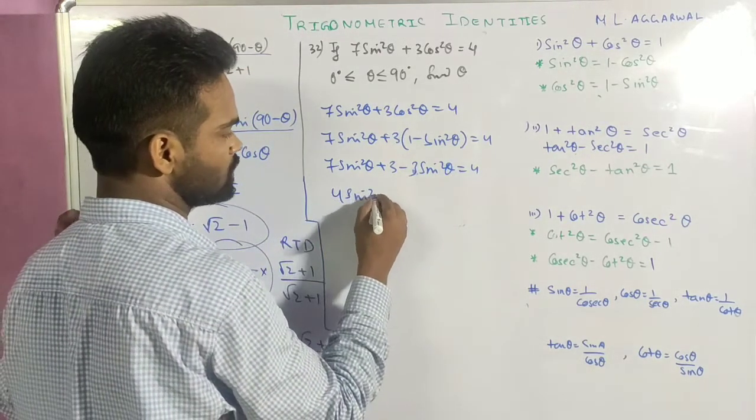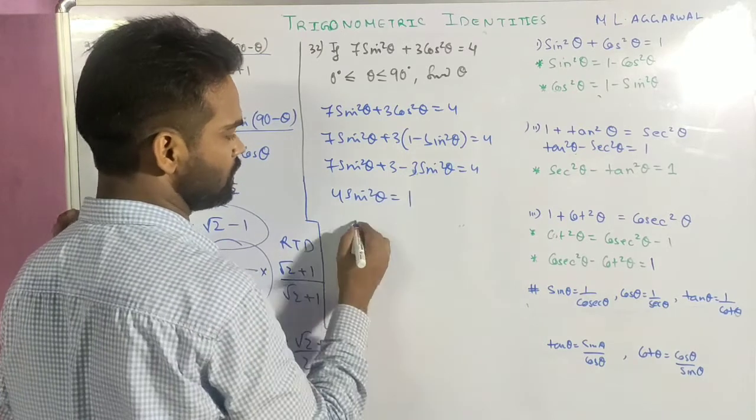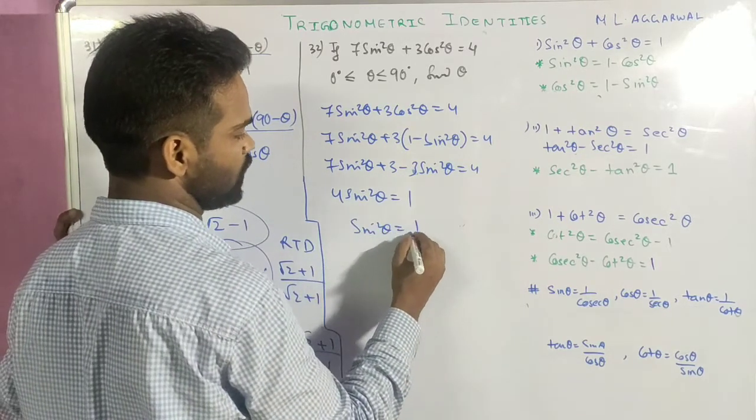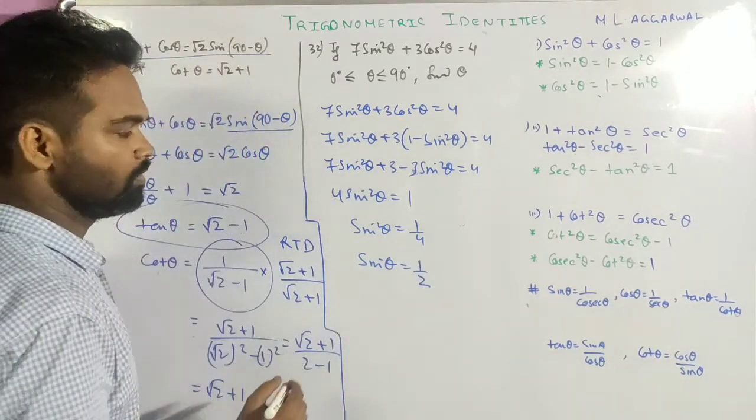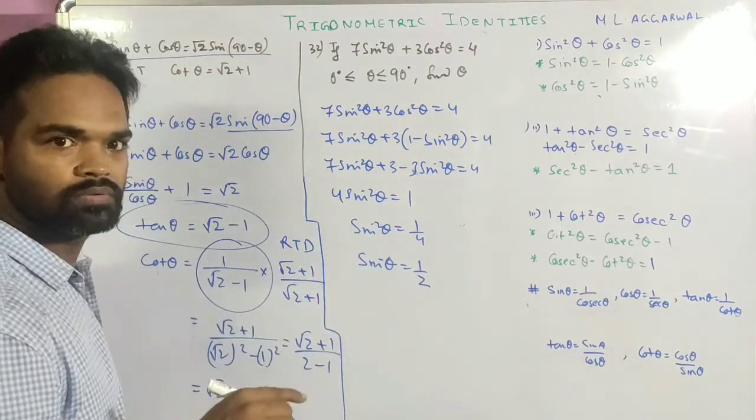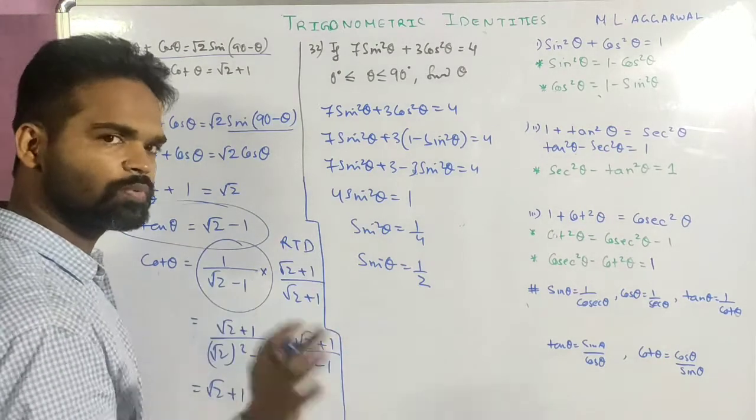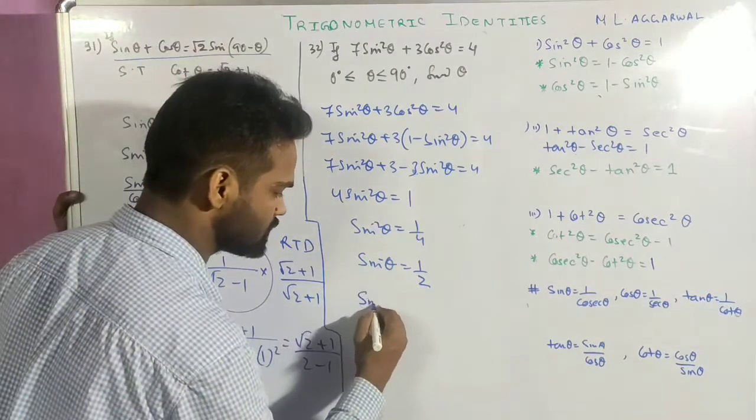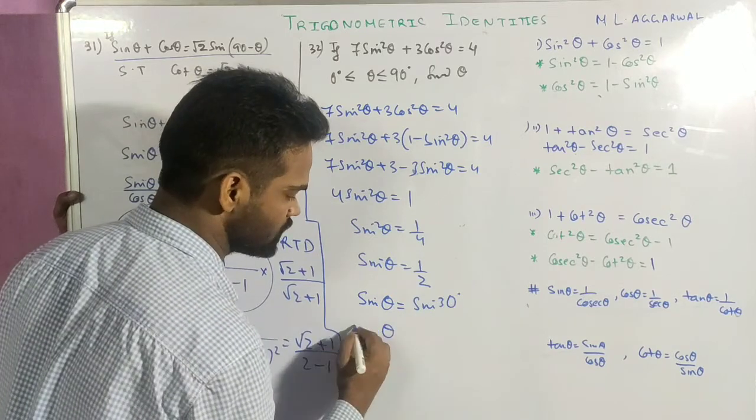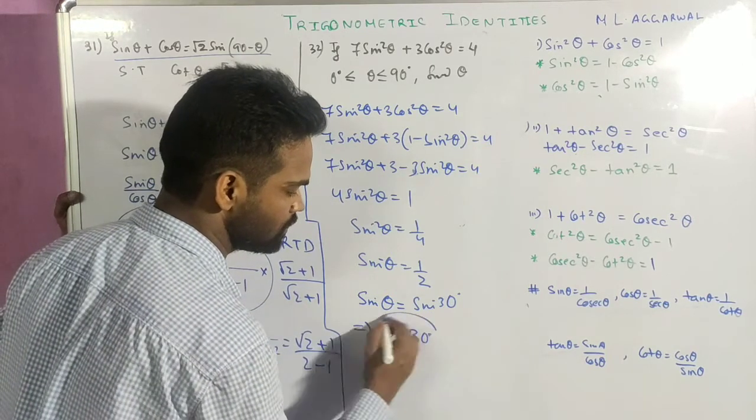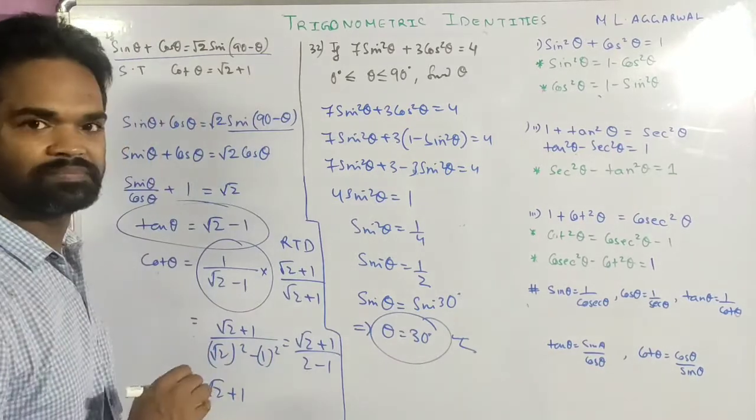So 4 sin square theta equals 4 minus 3, which is 1, which means sin square theta is 1 by 4, which means sin theta equals 1 by 2. We will not take the negative 1 by 2 because theta is acute, and for theta acute, sin is always positive. Now when is the value of sin theta half? At sin 30 degrees, which implies theta is 30 degrees, and that's your answer.